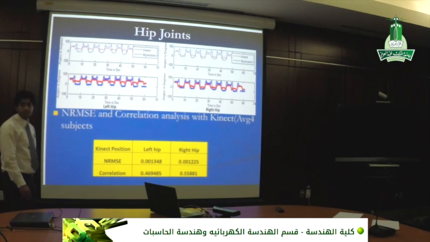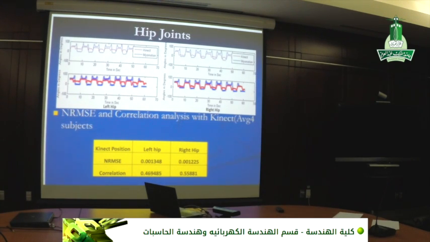May I ask something? Yes. What's the reason why the correlation coefficient in the hip joint is less than the others? Is it because you cannot indicate the position where you put the sensors or something like that? No, that was for the first case.